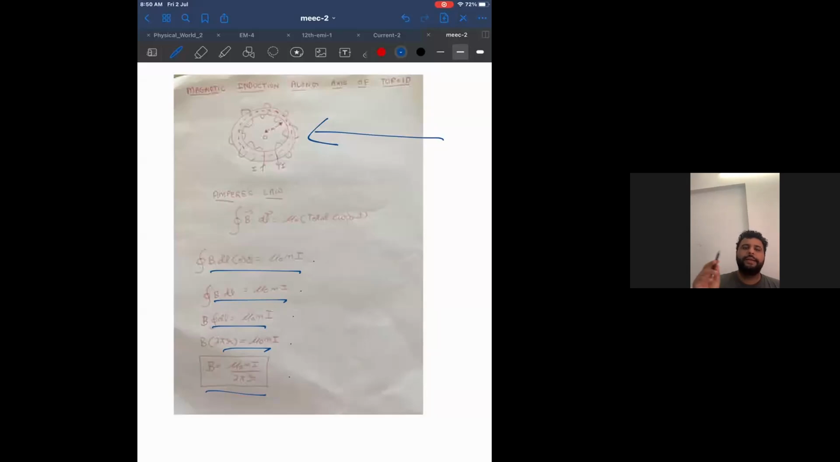Just write magnetic induction along a toroid is mu naught Ni by 2 pi r. Same like first derivation. If you want to do the derivation, do the first derivation again. Just add n on the right hand side. And the formula for magnetic field of induction is mu naught Ni by 2 pi r. This will be your fourth formula that you need to know.